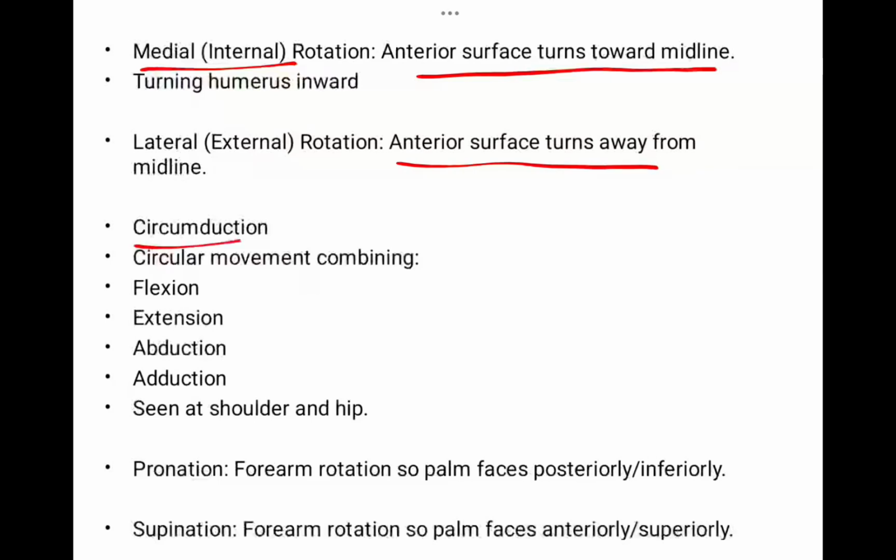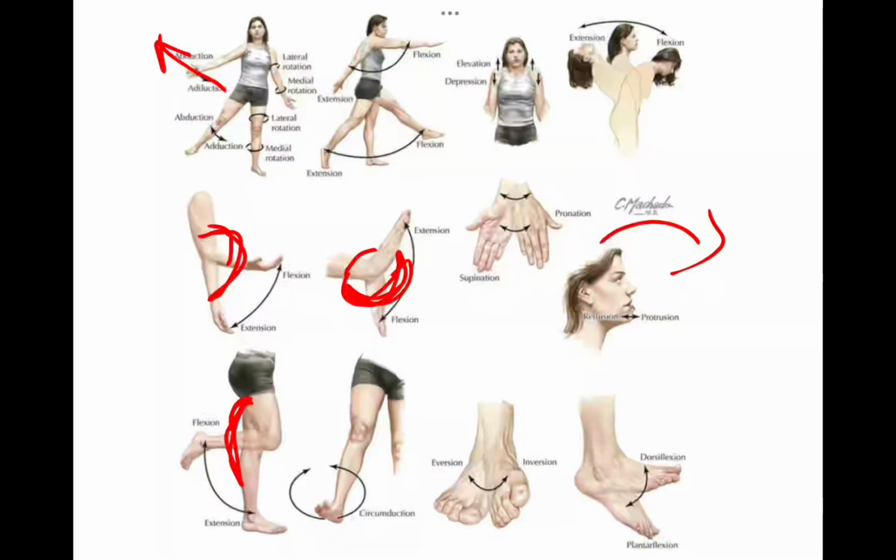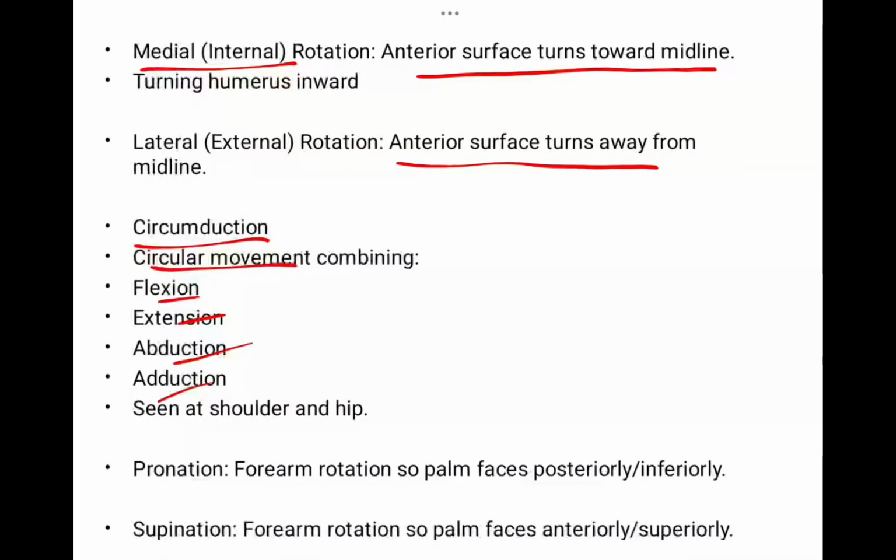We also have circumduction, which is a circular movement. It's a combination of flexion, extension, abduction, adduction, so that it is seen in the shoulder and hip joints. It's a movement that is common at joints that are highly movable, like the hip joint and the shoulder joint. So this is your circumduction. Moves in a circular fashion. It's a combination of flexion, extension, abduction, and adduction.